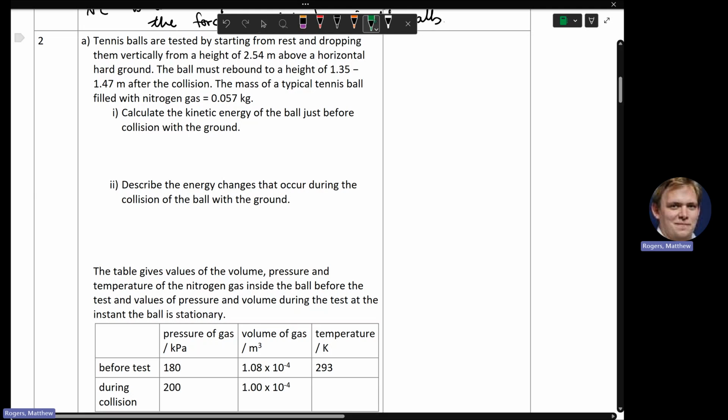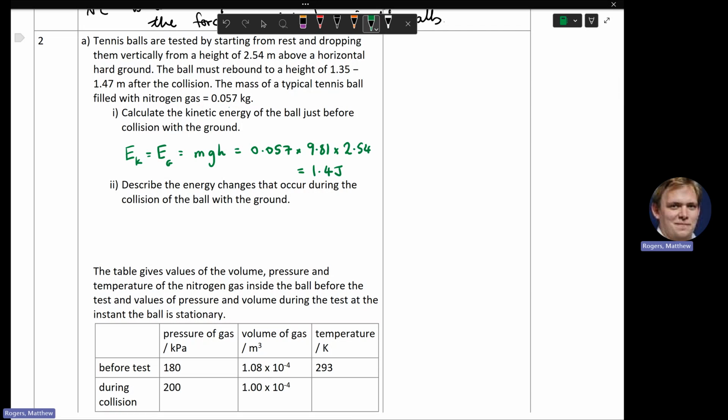So the kinetic energy that it gains is equal to the gravitational potential energy it's lost, which we can say is m times g times h. So that's 0.057 multiplied by 9.81 multiplied by 2.54, which gives us 1.4 joules. Two significant figures probably because of this, although the question's a bit inconsistent on significant figures.